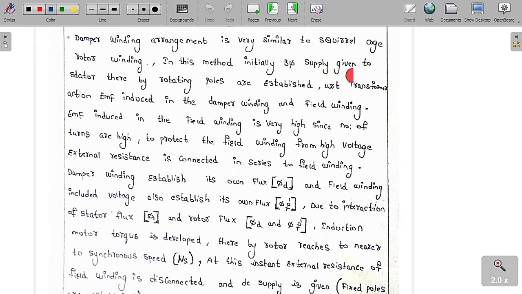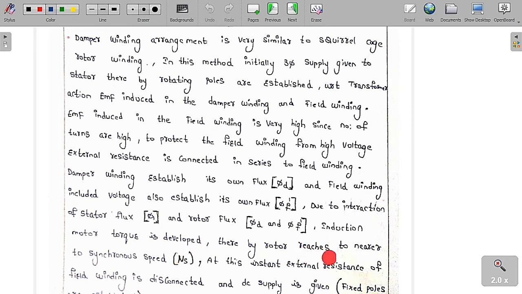In this method, initially three-phase supply is given to the stator, thereby rotating poles are established. With respect to transformer action, EMF is induced in the damper winding and the field winding. EMF induced in the field winding is very high since the number of turns is very high. To protect the field winding from high voltage, external resistance is connected in series to the field winding. The damper winding establishes its own flux phi d, and the field winding induced voltage also establishes its own flux phi f dash. Due to interaction of the stator flux phi 1 and rotor fluxes phi d and phi f dash, induction motor torque is developed.